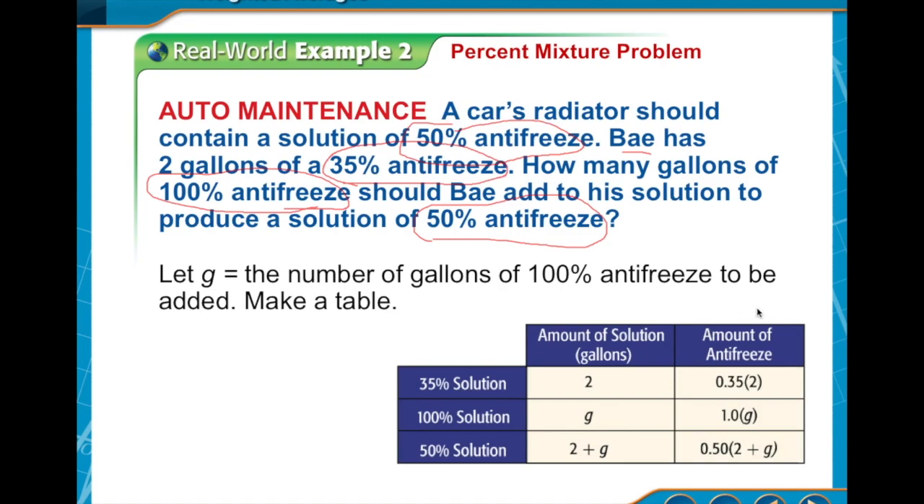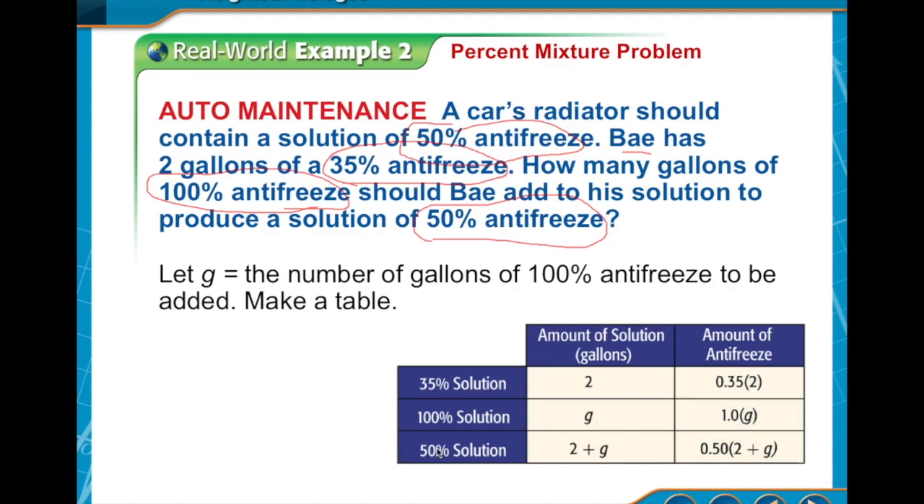Now to get the amount of antifreeze, we're multiplying the decimal version of our percent times the amount of the gallons that we use. We turn it into a decimal because then we can get a real value out of it instead of just this. We don't want to do calculations with a percentage symbol. So 0.35 times 2, we multiply those. 100% as a decimal is just 1, so it's just 1G, or it's really just G. It doesn't change. So those two are there.